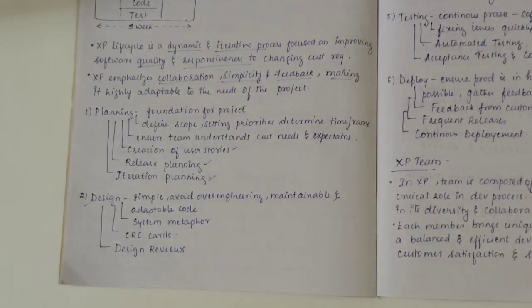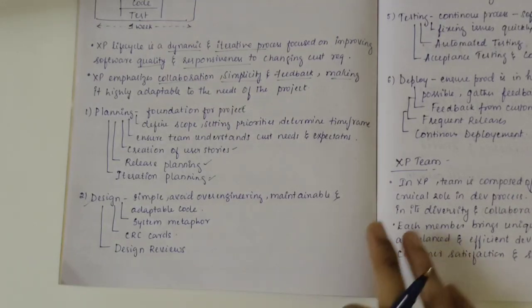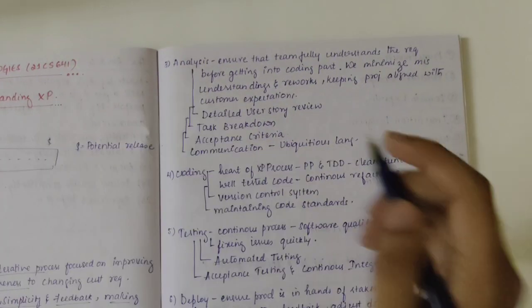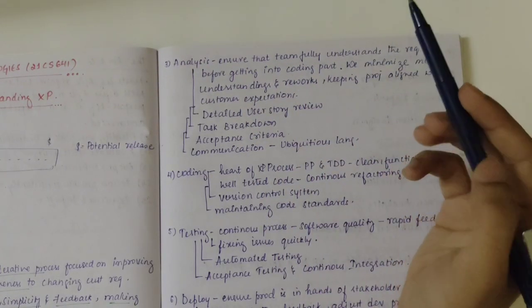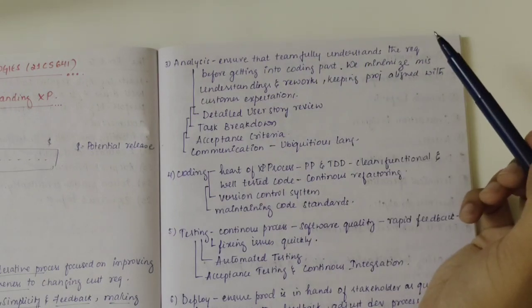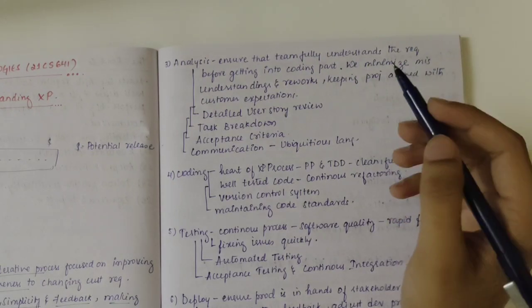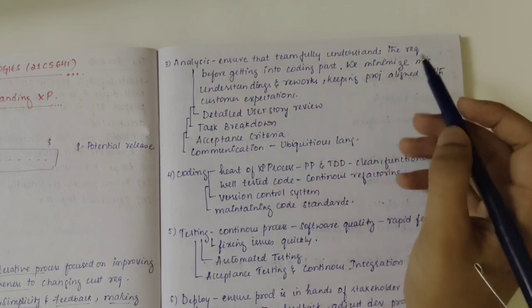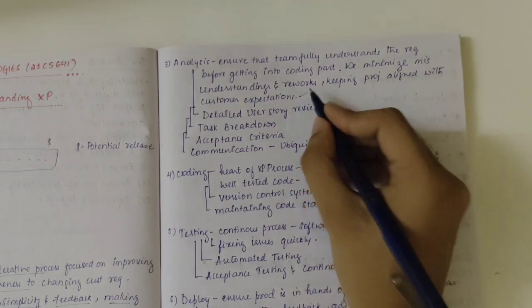Coming to the next part in sequence. After planning we have analysis. In analysis we ensure that the team carefully understands what the requirements are before coding begins. It minimizes misunderstandings and rework, keeping the project aligned with the customer's expectations.